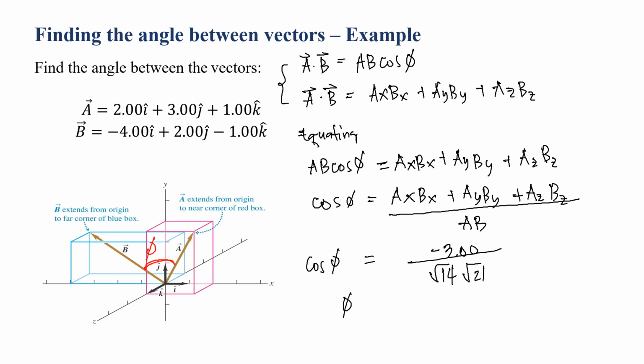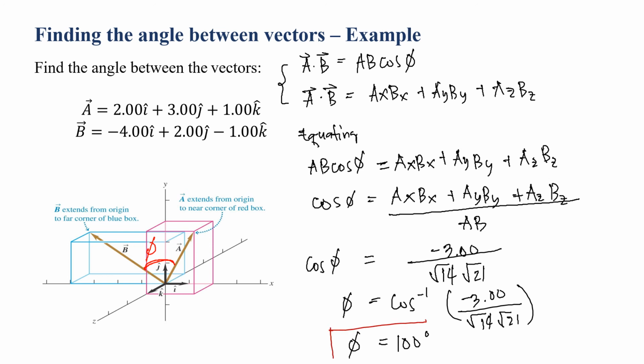And to get your phi, we just get the cosine inverse of -3 divided by the square root of 14 times the square root of 21. And you get your phi, which is equal to 100 degrees. To save time, please check this yourself.